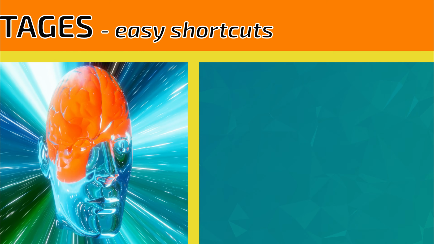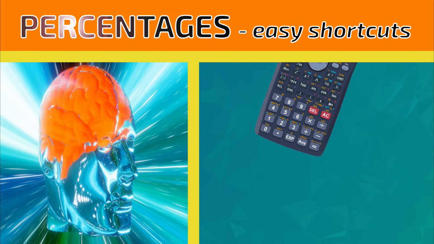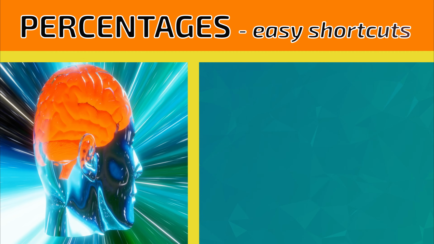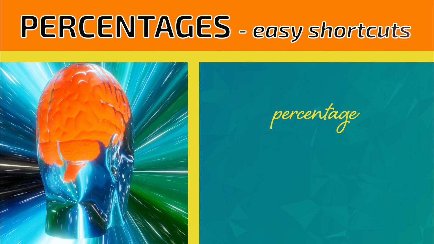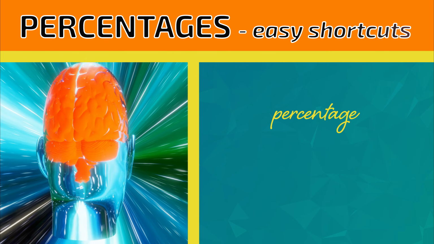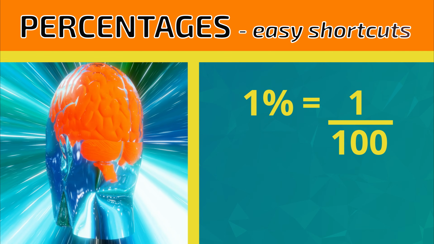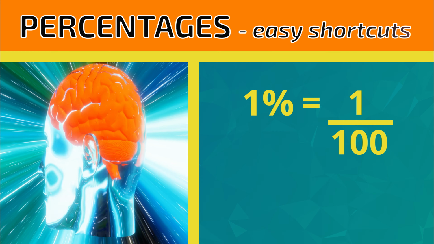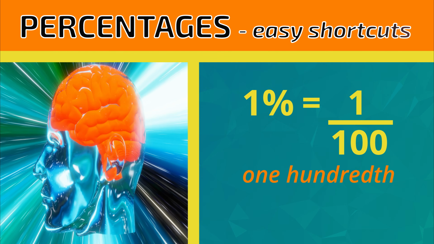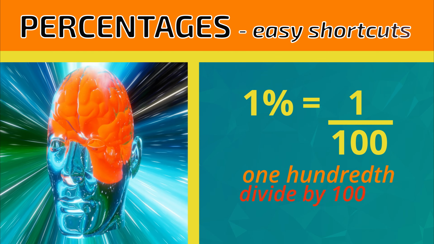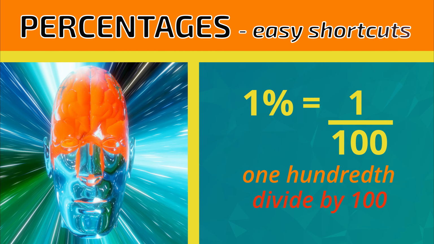In this lesson, we'll learn quick ways to calculate many percentages of quantities without a calculator. So what is a percentage? Well, a percentage is part of 100. 1% is 1 part out of 100 parts. That's the same as 100th. Another way to find 100th of something is to divide it by 100.